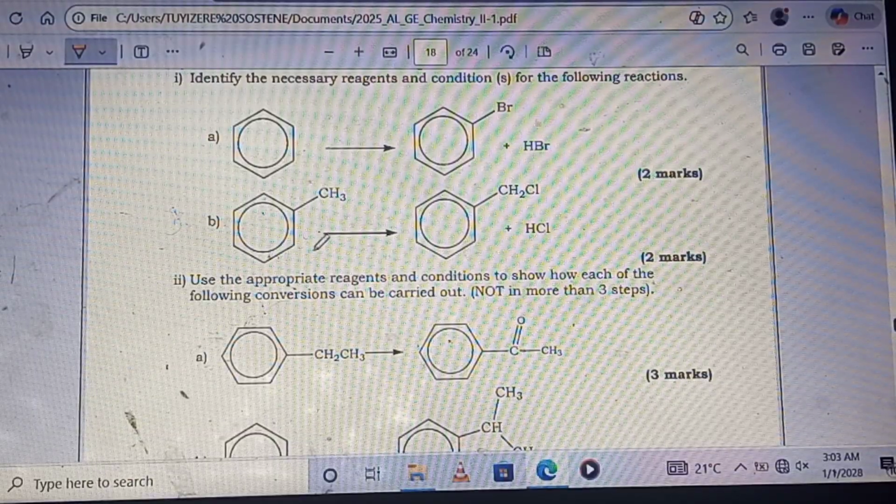B. This methylbenzene changes into this alkyl benzene. We need Friedel-Crafts alkylation, which means that we add ethyl chloride in the presence of aluminum chloride.